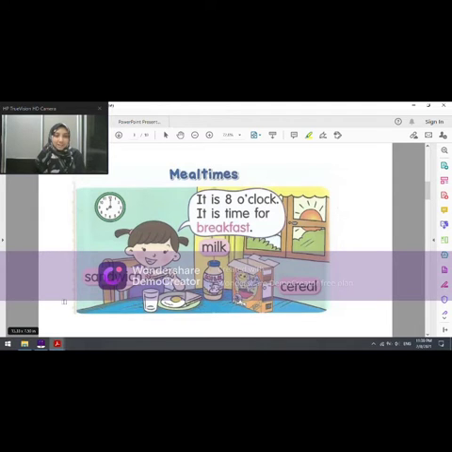Okay kids, now let's look at all the pictures in your book. For today's lesson, we are going to cover 2 pages, which are page 8 and also page 9. There are 4 pictures in these 2 pages. We are going to go through one by one. So now let's look at the first picture.